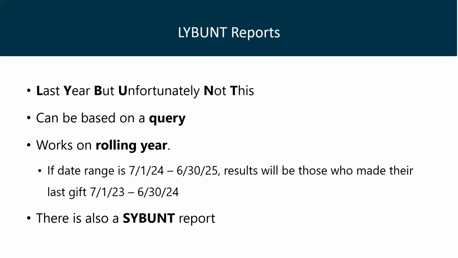There is also a SIBUNT report. So SIBUNT is some years, but unfortunately not this. Here you're not limited to just the year before, where it's only looking at the rolling year before. Here you can have more of a time span. So if you don't want to limit yourself, and you want to see those donors who have maybe skipped 2 years, the SIBUNT report would be your friend.